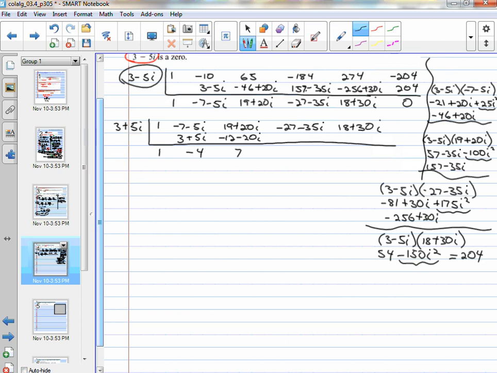7. 21 plus 35i. We know we're on the right track because our i's keep canceling. Negative 27 and 21? Negative 6. So multiply here. Negative 18 minus 30i. Woo! All right. So we've gotten this far.